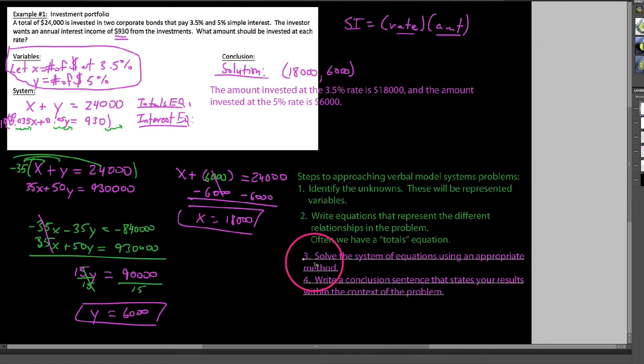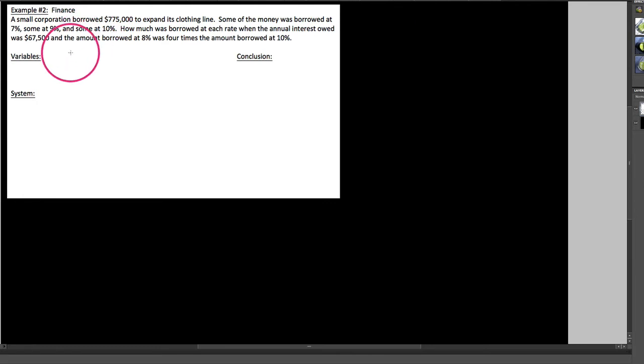So we're going to do another one now, and we are going to use these 4 steps here, kind of using our context clues as we put it together. But this next one here is another finance problem. I'll have you look at it with me.